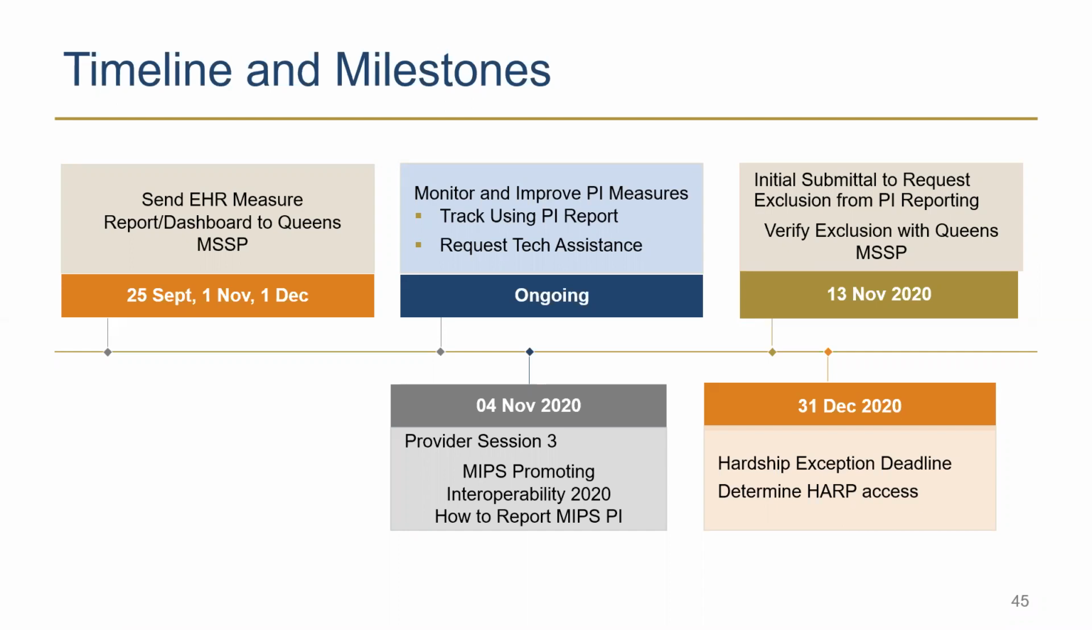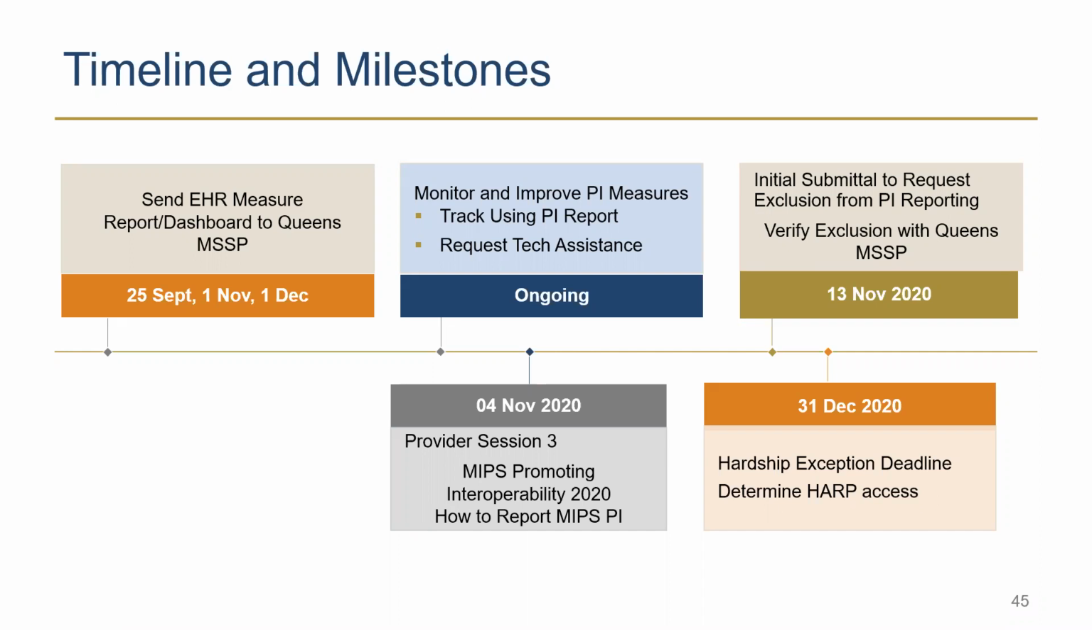On November 4, we are going to be having another session where we're going to talk about how you report your promoting interoperability information in the MIPS program, and we'll walk through how to do that. November 13 is when Queen's will have determined who is going to take the exclusion for the PI category and who they would like to actually use data from. So that's the time frame by when they'll make that decision.